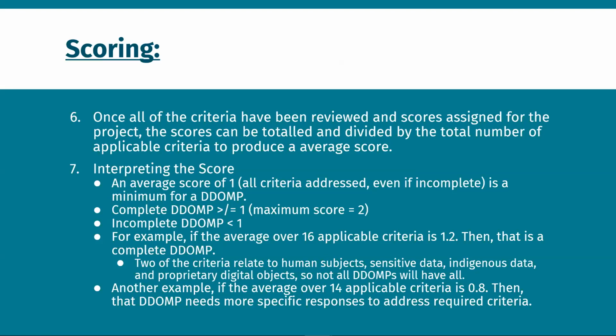It's covering all of the minimum expectations. If it's falling below that, perhaps another example with an average of over 14 applicable criteria, so 2 of the criteria are not applicable, but the average still is below 1, then that DDOMP will need more specific responses to address the required criteria. The DDOMP exists as a guideline, but this rubric created for the scorecard gives you specific examples so you know exactly what is expected with some specifics.